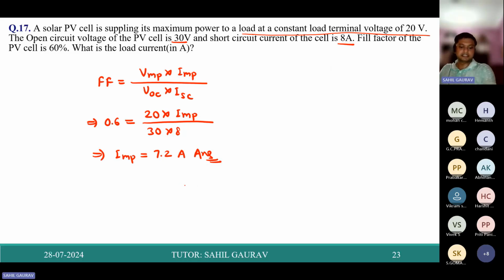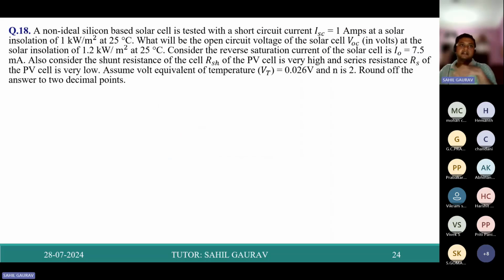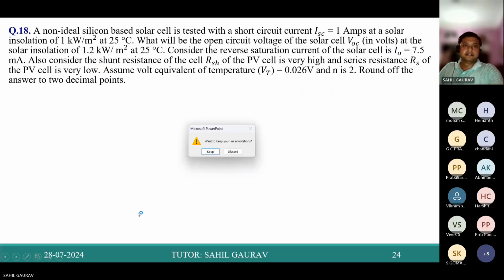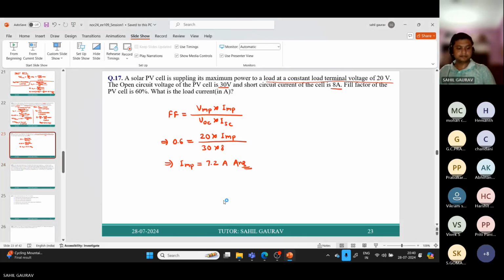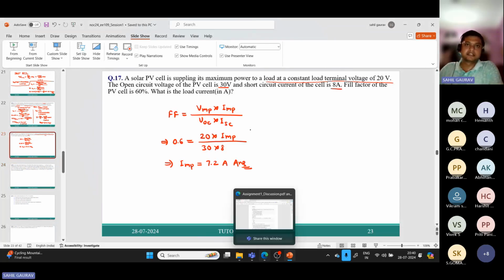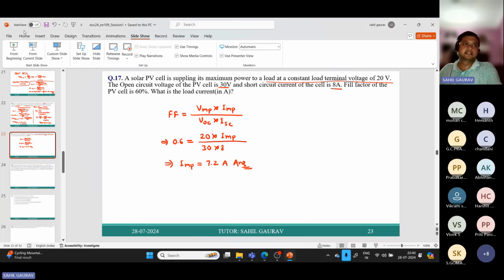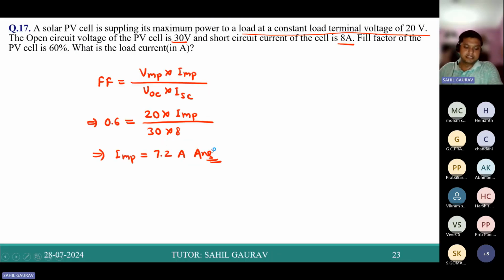Now let us see the next problem. The range given for the answer for this problem is 7.1 to 7.3 ampere.